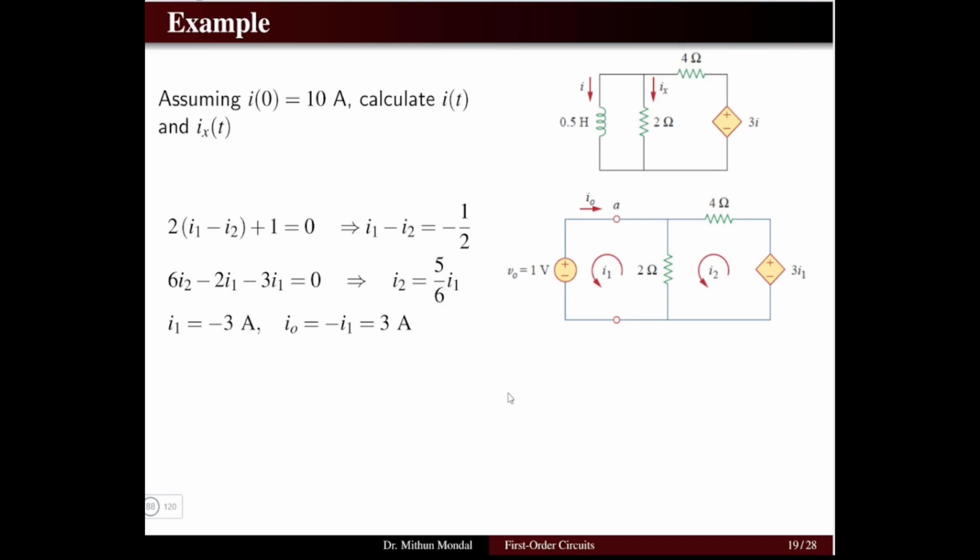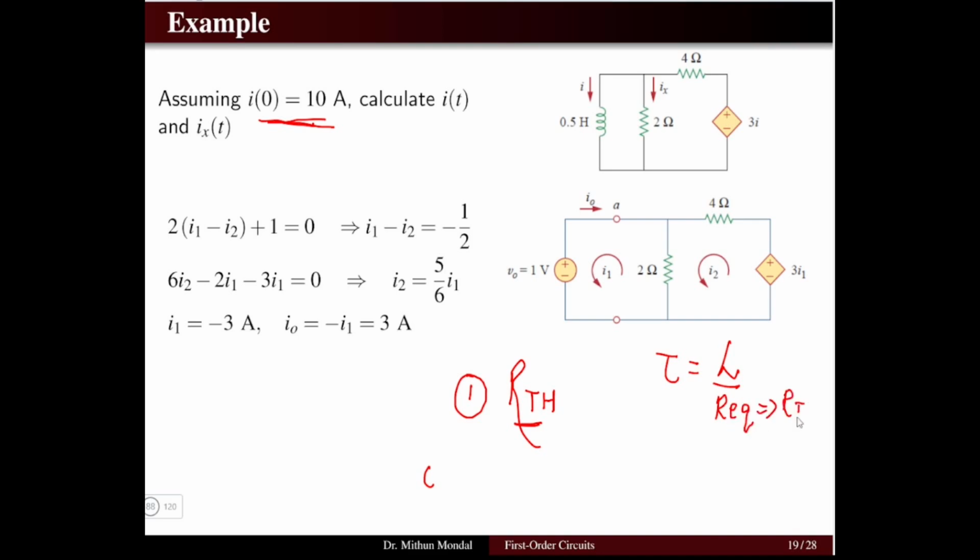Now what we have to determine first is the value of R Thevenin. However, the first item should be the initial current. But since it is given in the problem, we need not worry about that. But we need to determine R Thevenin. Why do we need to determine R Thevenin? Because we want to determine the value of tau. So tau is equal to L by R equivalent, or R Thevenin.